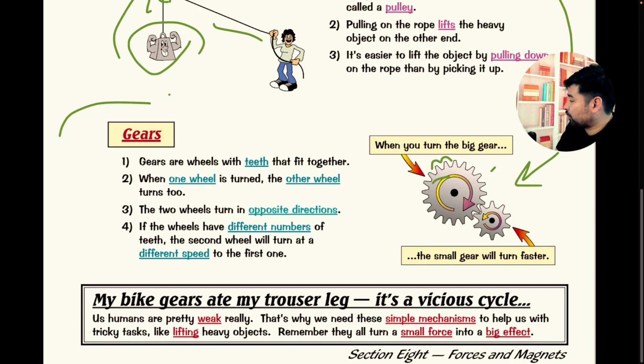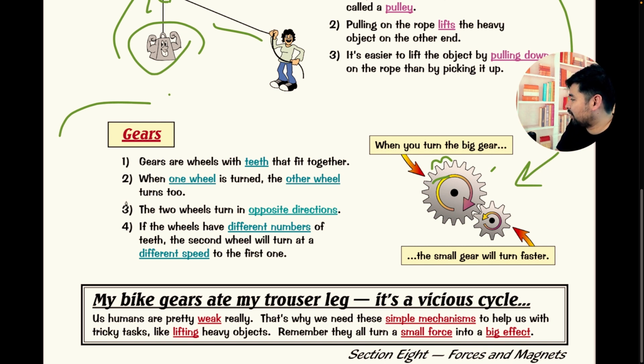Number 1, gears are wheels with teeth that fit together. Number 2, when one wheel is turned, the other wheel turns too. Okay, so when we move one, the other one will move together because they are connected, right? The teeth are put between each other. And number 3, the two wheels turn in opposite directions. Wow, take a look at that. This is interesting. Listen to that again. The two wheels turn in opposite directions.